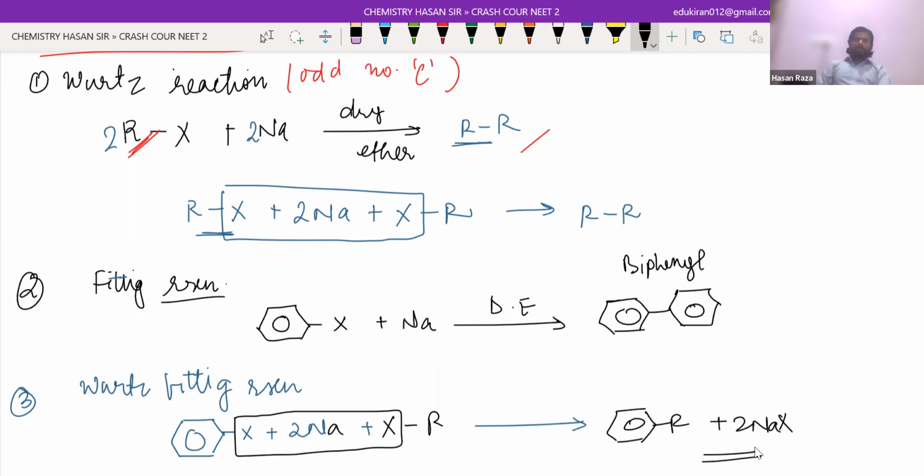So reaction with metal is quite easy in this chapter, and this chapter is completed. With the Grignard reaction, we will deal with this.